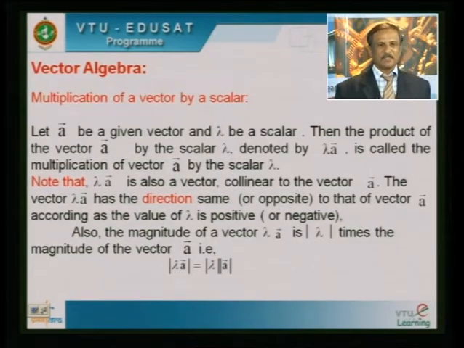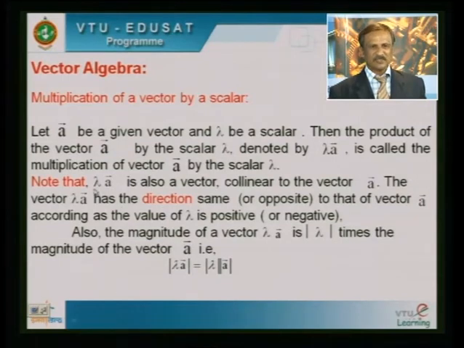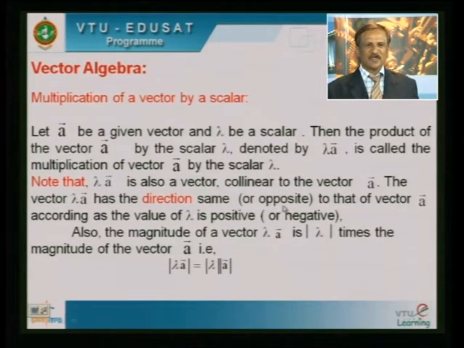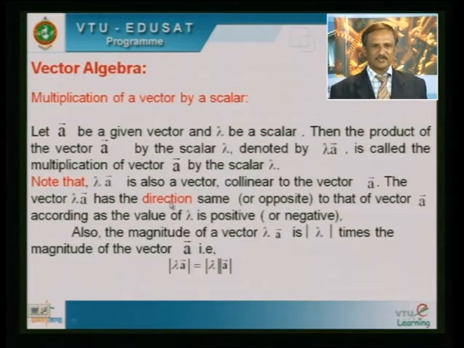Then we have to decide whether it is a scalar quantity or a vector quantity. There is no doubt about it. You will get a vector quantity. Lambda into A is also a vector, collinear to the vector A. The vector lambda into A has a direction. Sometimes it may be the same, sometimes it may be opposite. Then you may ask, how do we come to know whether the direction remains the same or is opposite? How do we say that the direction changes? That depends upon lambda, whether it is positive or negative.